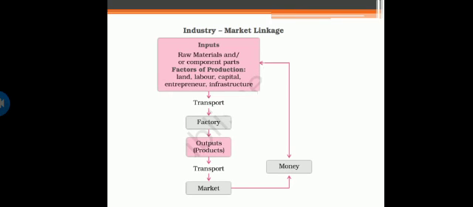So how is the manufacturing industry linked? Inputs are given, like raw materials or component parts or factors of production, as you learned in the previous chapters: land, labor, capital, entrepreneur, and infrastructure. Then the raw materials are transported to the factory. Here the output is manufactured and transported to the market. Wherever you see, money is involved everywhere. So this is how industry market linkage is created.